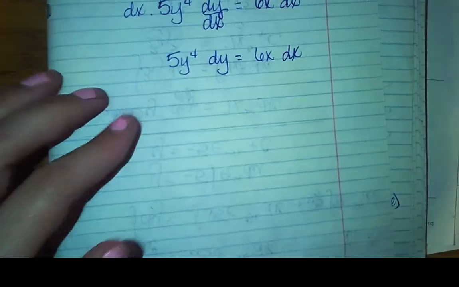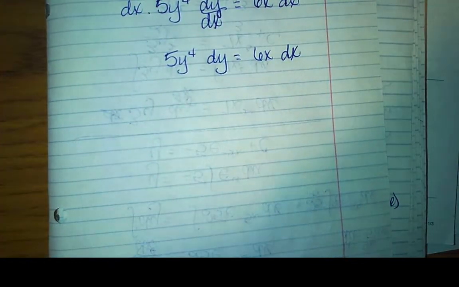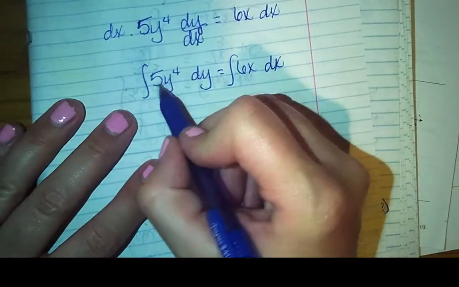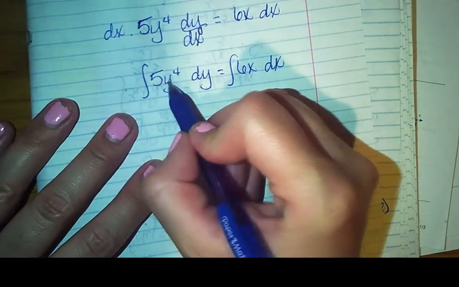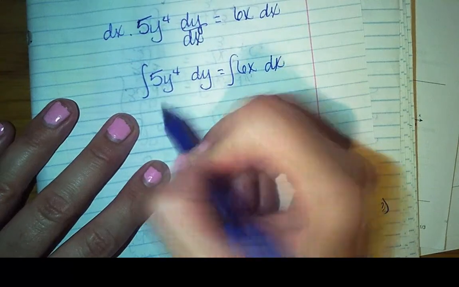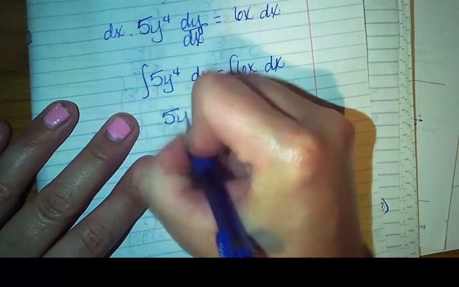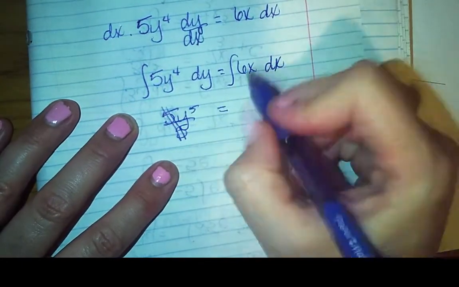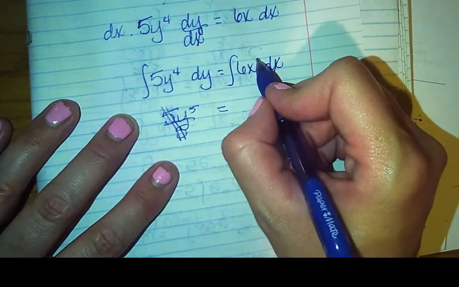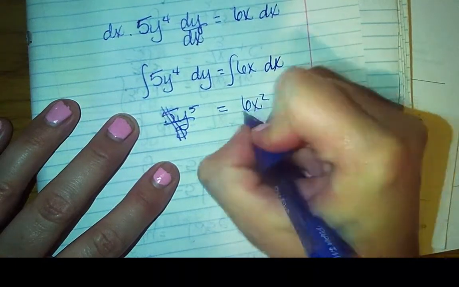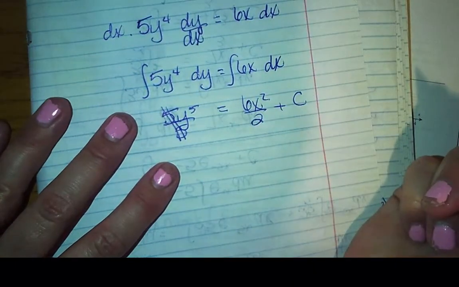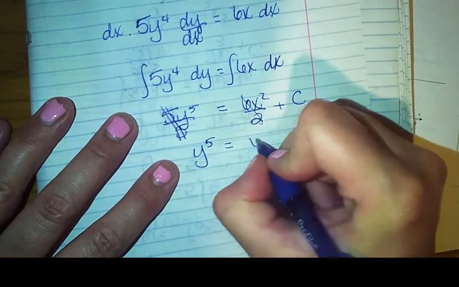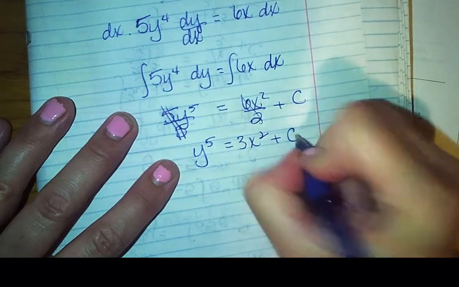Okay, so now what do I do? I am now set up to where I can integrate both sides. So the integral of 5y to the fourth becomes 5y to the fifth over 5, so that's going to reduce, equals 6x becomes 6x squared over 2 plus c. And then that reduces to a 3. So I have y to the fifth equals 3x squared plus c.